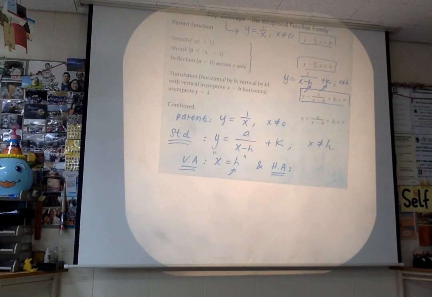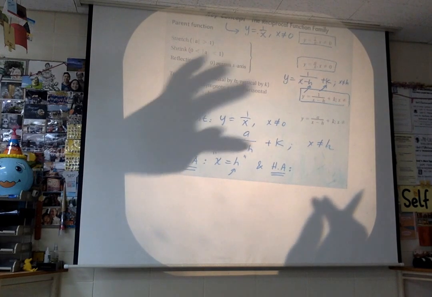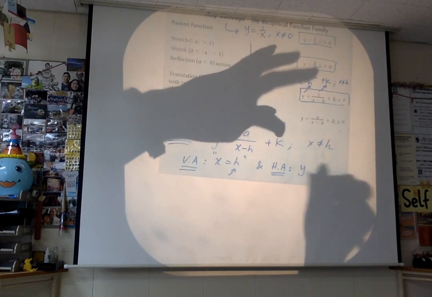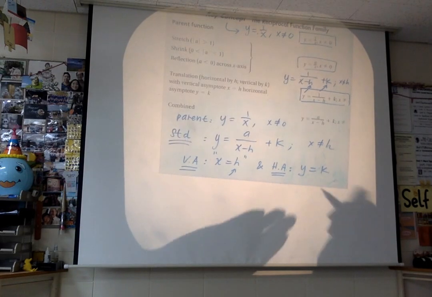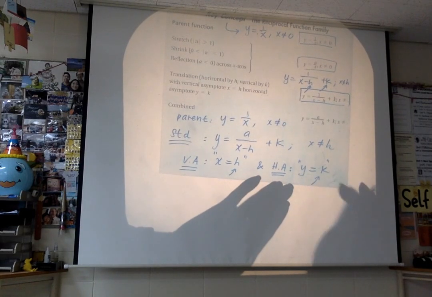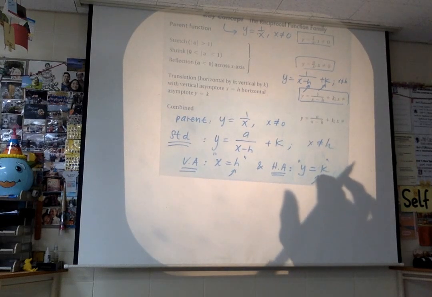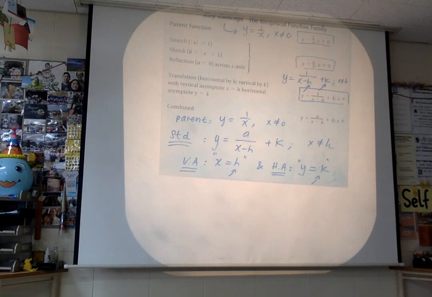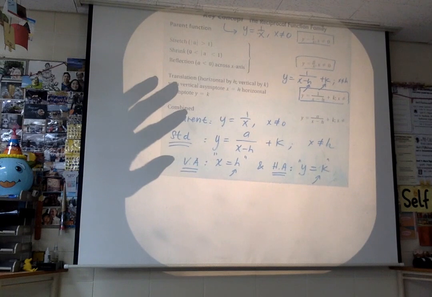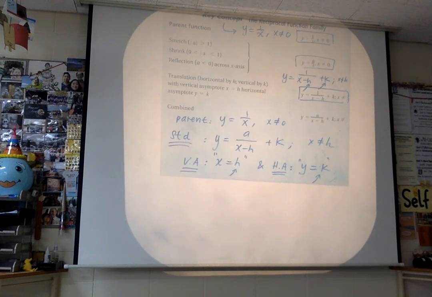You're going to learn this better later, but for now, just know that this k tells us that y equals k, which means k is the first value that y cannot touch. I'll explain that a little bit later. There's a lot more to this, but for now, just know that the k will tell us the horizontal asymptote. All right, let's go on to page 2 of your notes.